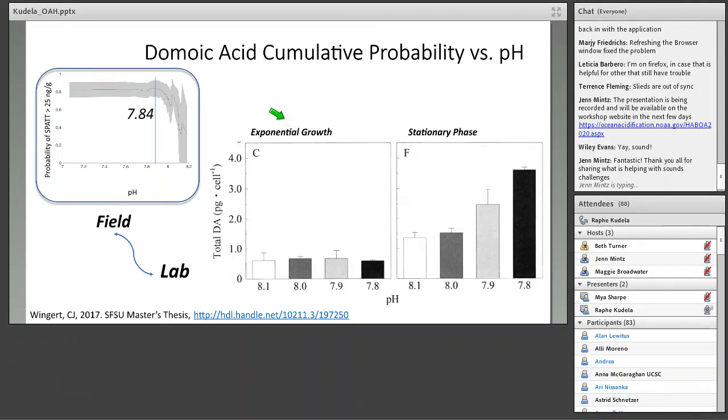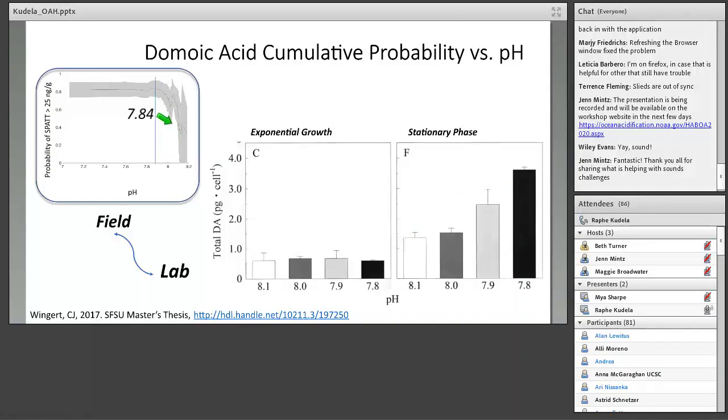And so again, the idea of bringing it back to the lab, this is some really nice work that was done by a master's student in Bill Coughlin's lab for his thesis. And he took Pseudo-nitzschia into the laboratory and looked at exponential growth and stationary phase and how much total domoic acid you would find as picograms per cell. And what I want to point out is in this right panel, he saw in culture that the maximum domoic acid per cell is at about a pH of 7.8, and it drops off relatively quickly as you go up to a pH of 8.1.